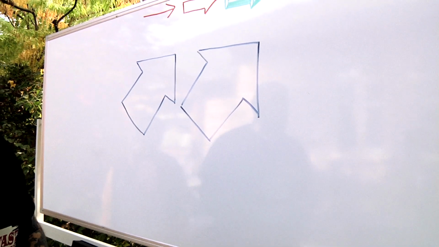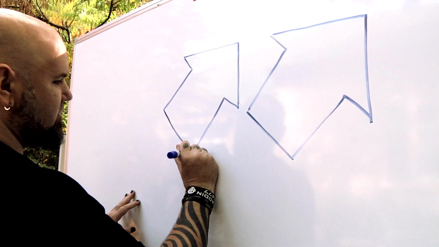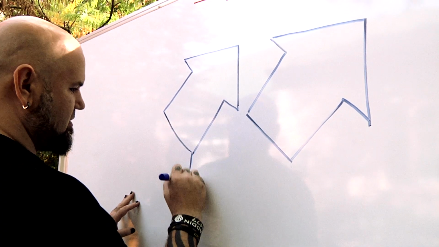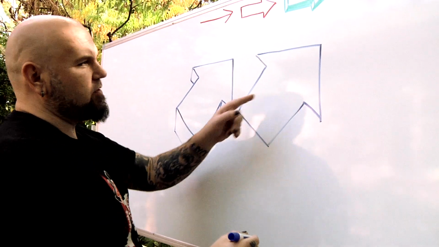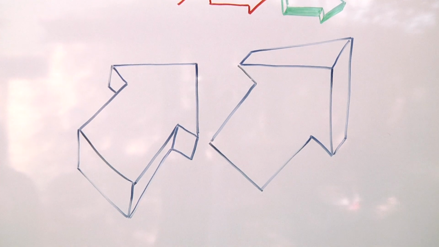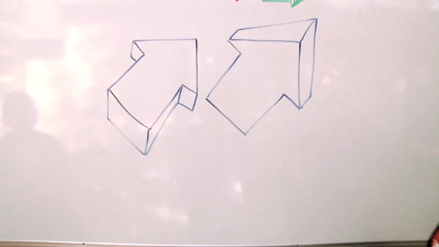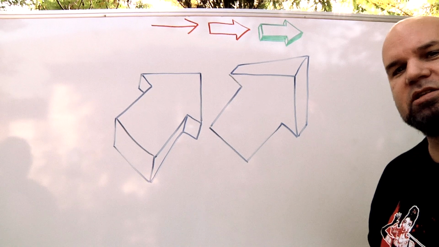However, watch what happens when I add the three-dimensional thickness in different places. So let's say we add the three-dimensional thickness right here. Now I'm going to add the three-dimensional thickness on this one, let's say over here. So the question is, are these arrows pointing in the same direction? Hopefully you're saying, no, they're not. It's almost a 90-degree difference now.